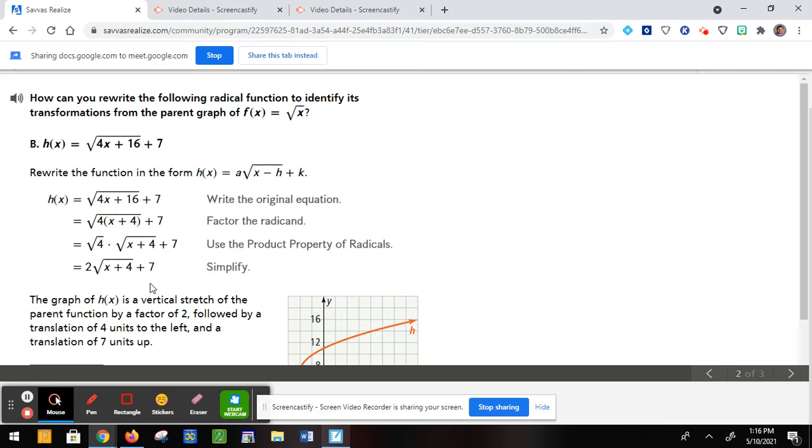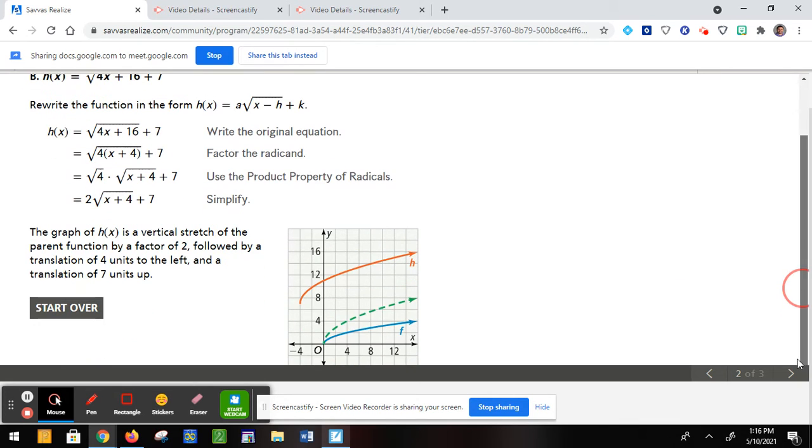Your 4 there is going to move it left 4, and then 7 is going to move it up 7, and you're going to end up with a graph that looks like that. So it's just a matter of factoring and simplifying the radical.